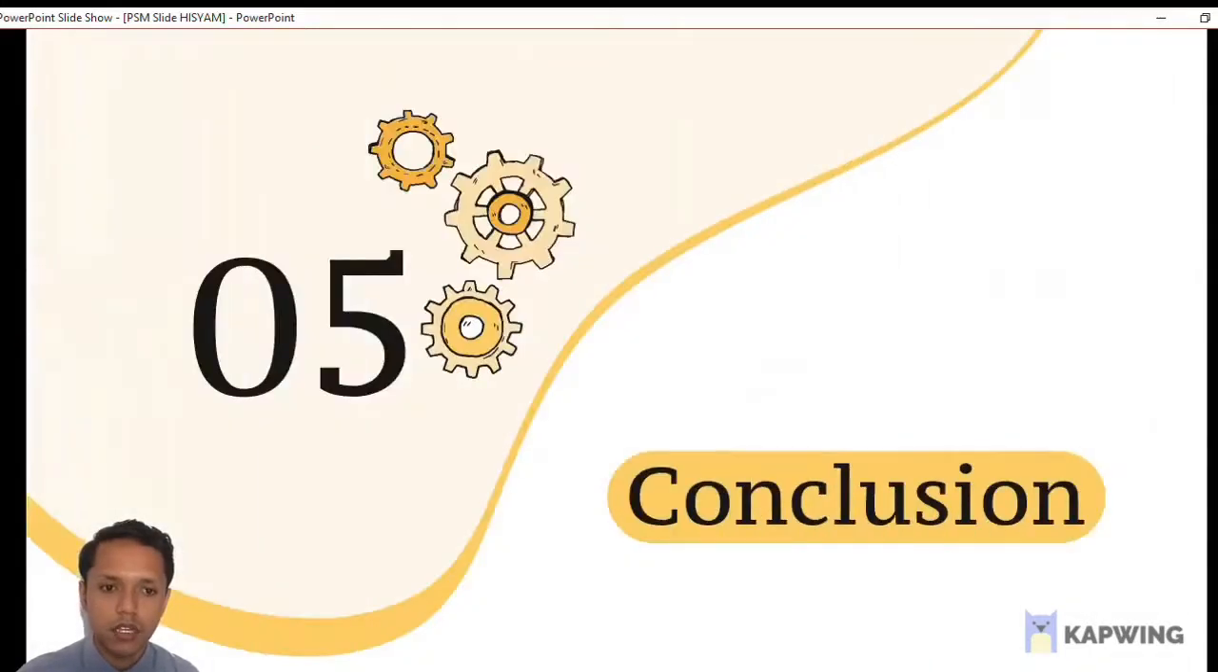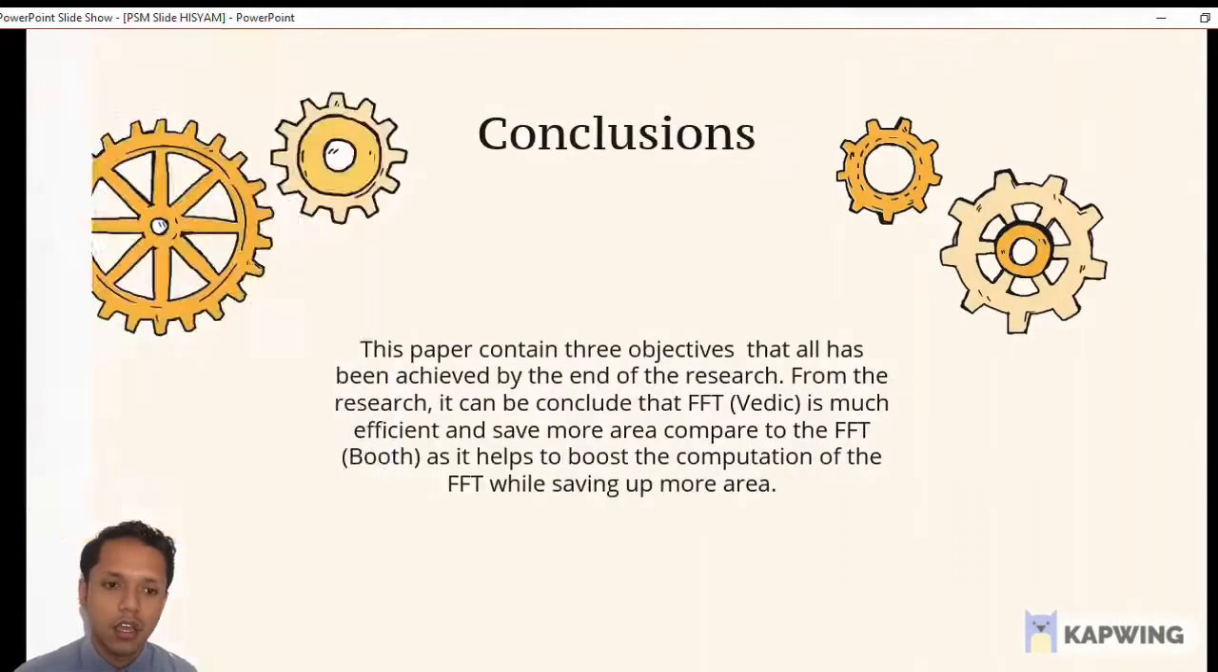And the last part, we go to the conclusion. This paper contains 3 objectives that have all been achieved by the end of the research. From the research, it can be concluded that FFT Vedic is much more efficient and saves more area compared to the FFT booth, as it helped to boost the computation of the FFT while saving more area, as shown in the result analysis. And that's to sum up the research paper.